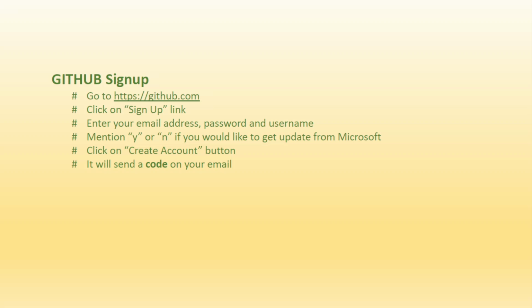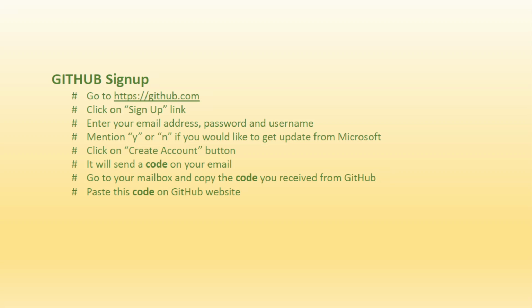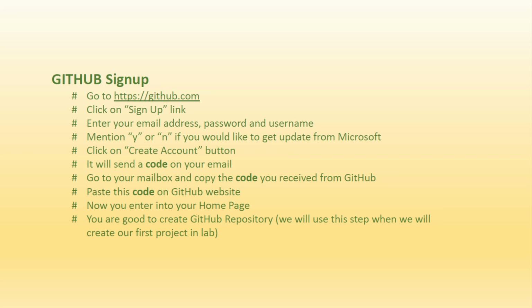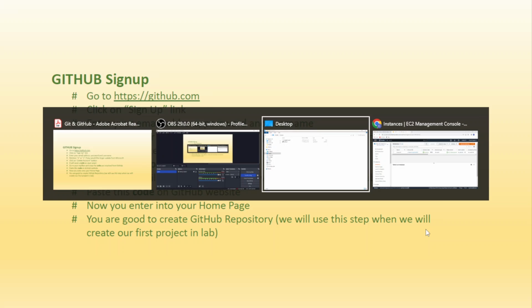It will send a code to your email address. Then you need to go to your mailbox, copy that code, and paste it back. Once you do that, you enter the home page. Now you are done with your first step, signing up on GitHub, and you are good to create the GitHub repository, but we'll not create it now. We'll create it later when we are creating our first project. So let's start. Let's do it now on the internet browser.